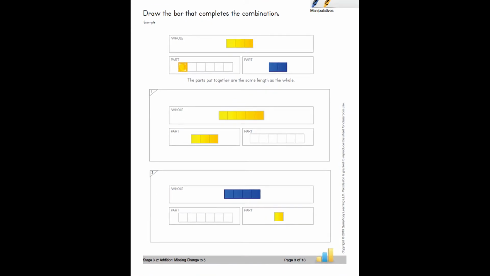This is a real hurdle for students. They're used to seeing how they can combine small parts to make a whole. But now we've taken away one of the parts, and they have a part plus a missing part to make a whole. We want to give them practice with the small parts that make a whole, with fluency, and with the idea that once you know one part and you know the whole, that second part is a constant.